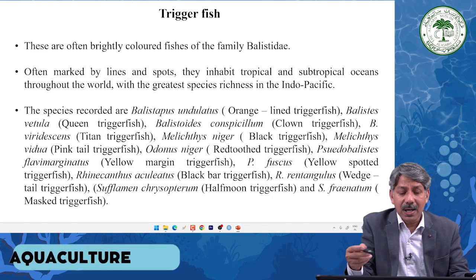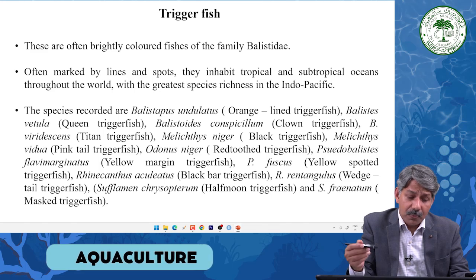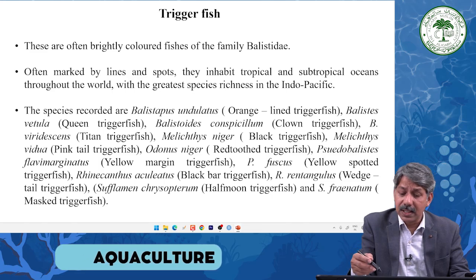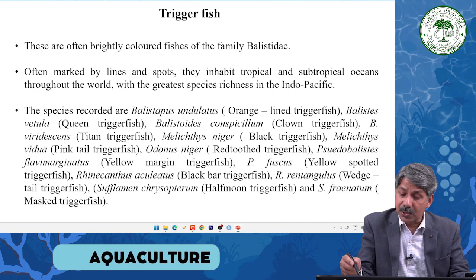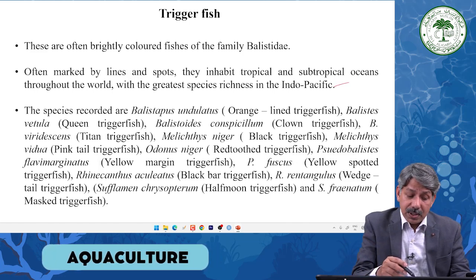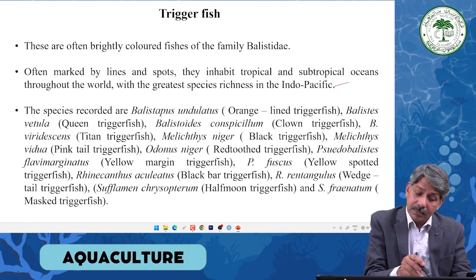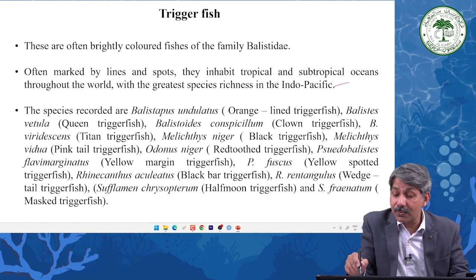Triggerfish, these are often brightly colored fishes of the family Ballistidae, often marked by lines and spots. They inhabit tropical and subtropical oceans throughout the world, with the greatest species richness in the Indo-Pacific. The species recorded are Ballistapus undulatus, orange-lined triggerfish.